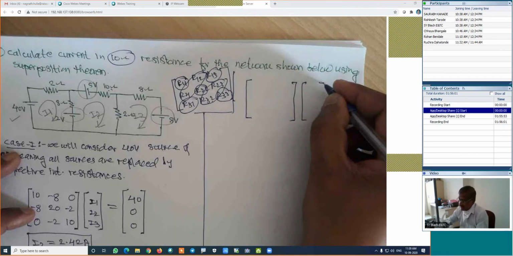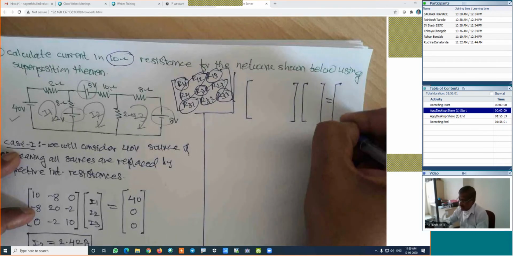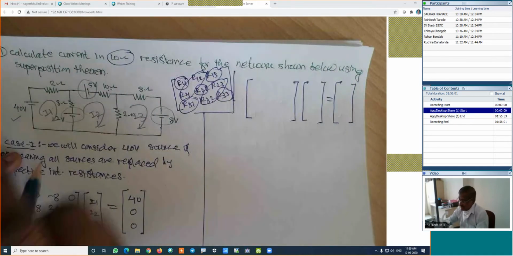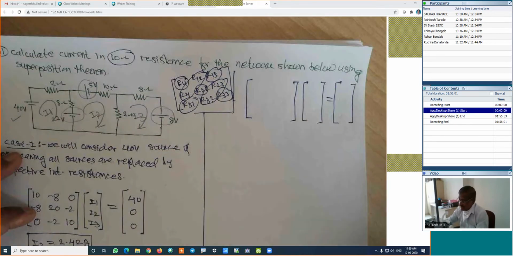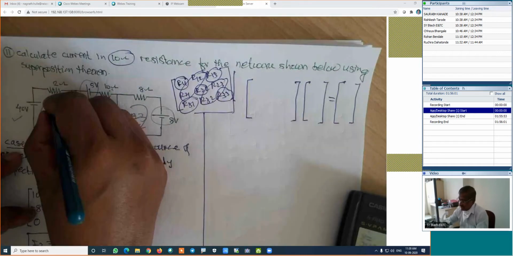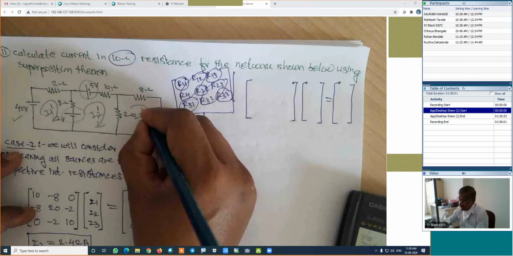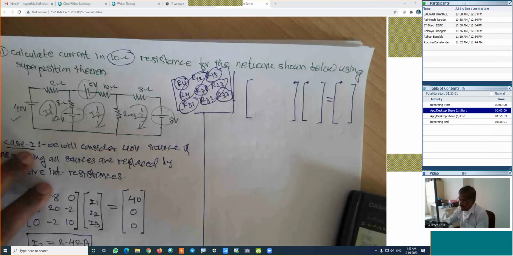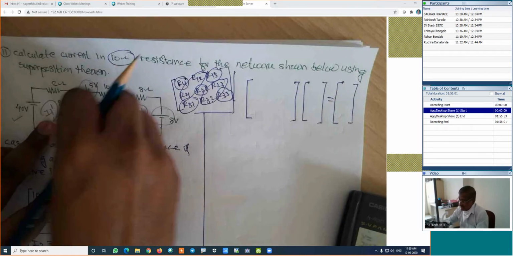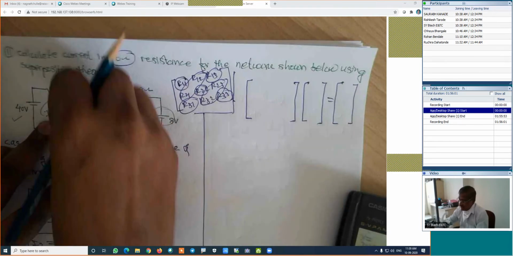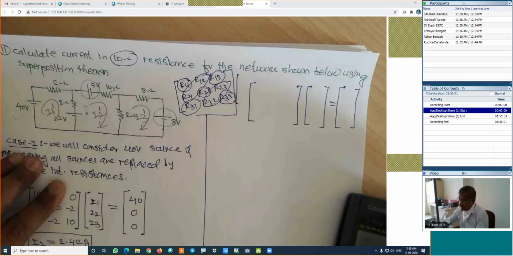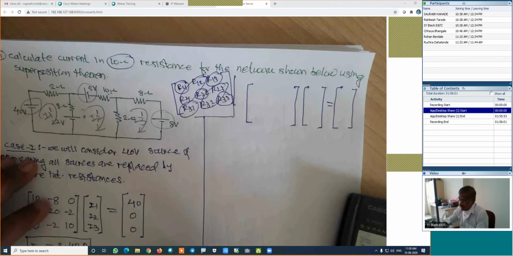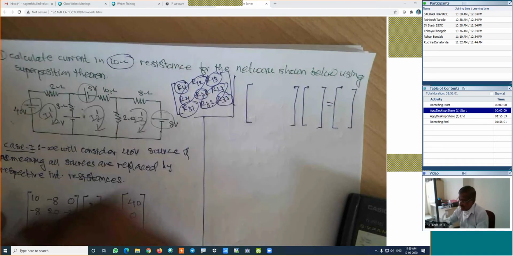For case 2, I will change the names of the currents. I will name this current as I1 dash, this is I2 dash, this is I3 dash. Now, I will consider this source, and I will replace this source by its impedance. We are considering only this source.